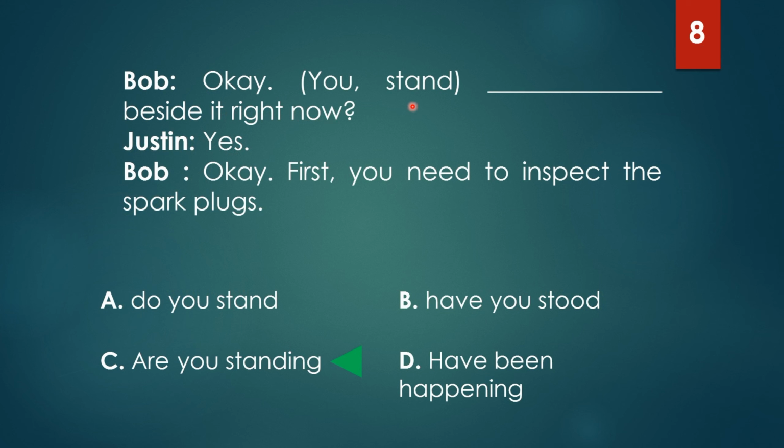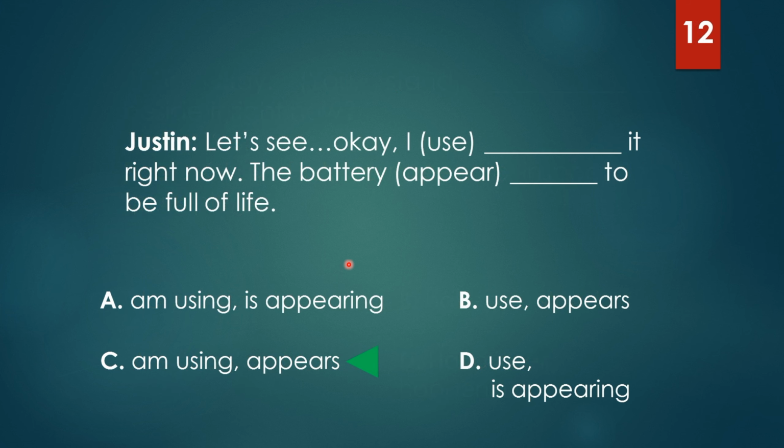Okay, you stand beside it right now. Well, because the question is about right now, in other words, it is a temporary action. The person is not asking if he stands in a place regularly every day. It is only about now. So we choose to use present continuous.